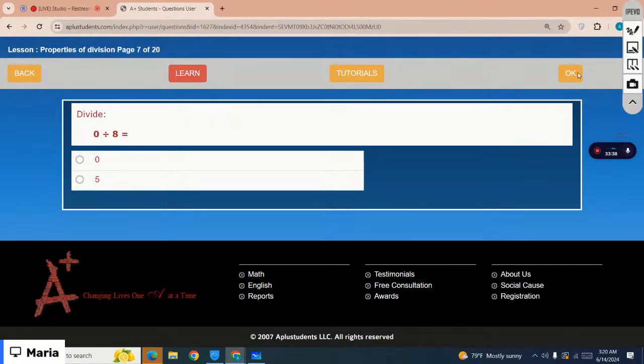0 divided by 8 equals, which is the correct option? Zero divided by 8 is 0. Option number 1 is the correct option.